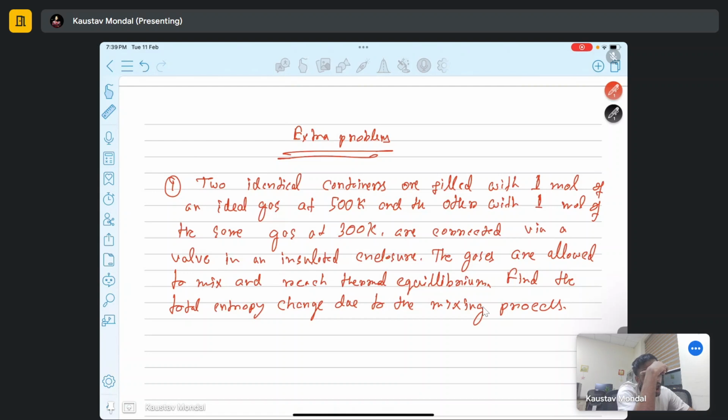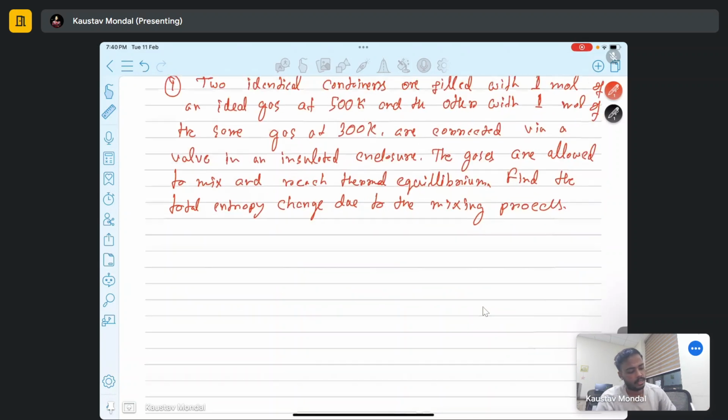There will be a change in entropy due to the volume also, but in this case we will only consider the change in entropy due to the temperature, because the volume is not mentioned in the problem. So we will only consider the entropy that is changing due to the change in temperature.